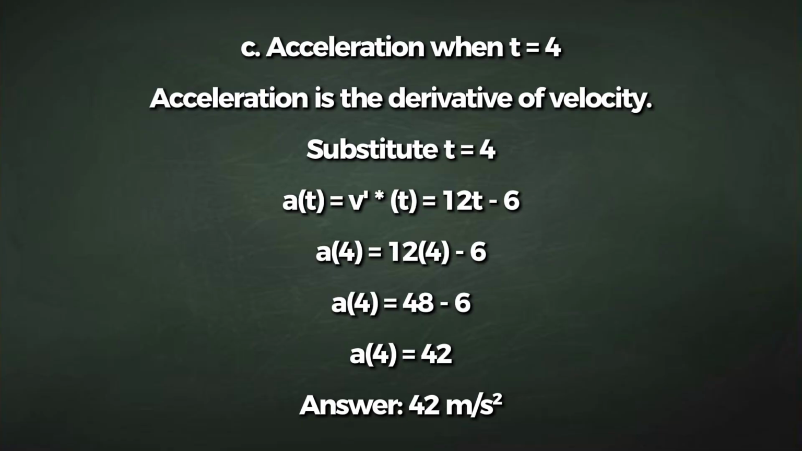We'll get the derivative, the acceleration of t, which is the derivative of the velocity of t, is equal to 12t minus 6. Then, substitute the value of t again, which is 4, to the derivative. Now, we'll have acceleration of 4 is equal to 12 times 4 minus 6. Simplify everything. a of 4 is equal to 48 minus 6, subtract to get 42. The acceleration when t is equal to 4 is 42 meters per second squared.